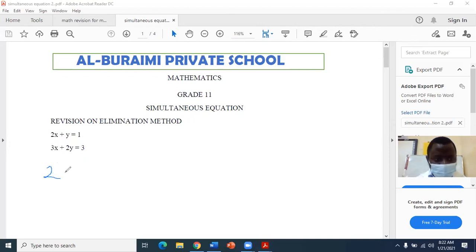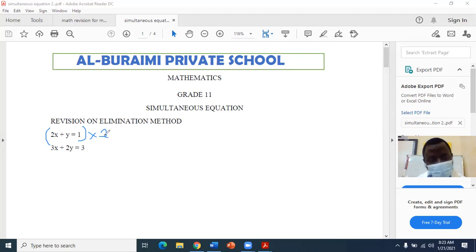2x plus y is equal to 1. I need to make sure that one of these is the same. I have y here and I have 2y. Before I can eliminate, they have to be the same. Are you following? The only way I can make them the same is to multiply the first equation by 2. Why am I multiplying by 2? Because here is 2y. If I multiply this by 2, I will also get 2y here.